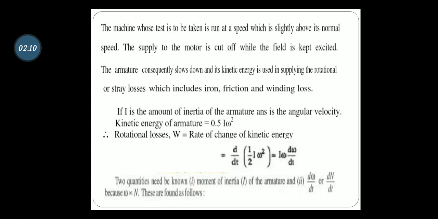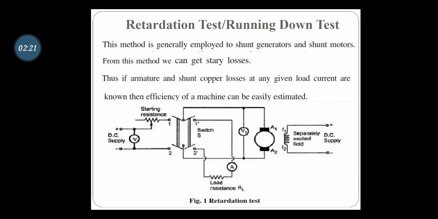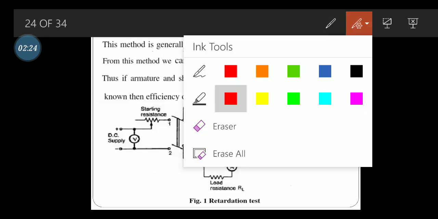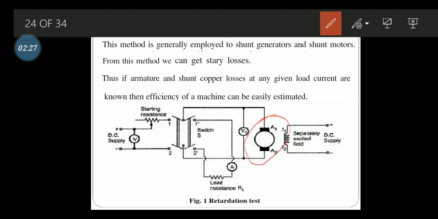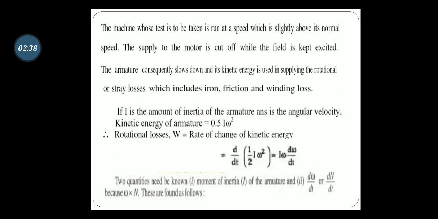Now, under this condition, the supply to the motor is cut off while the field is kept excited. That means we cut off the supply to the armature winding, while the field winding goes on being excited with the separate DC source. In that case the armature consequently slows down, and its kinetic energy is used in supplying the rotational or stray losses, which include iron, friction and windage losses.